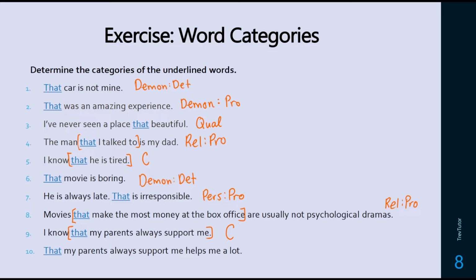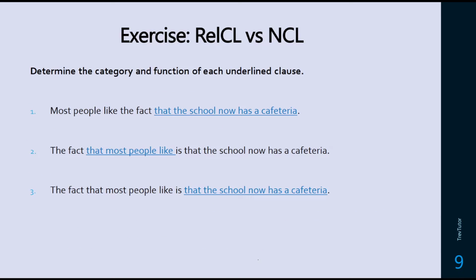And then that my parents always support me helps me a lot. So now this is just acting as a subject. So my parents always support me. That helps me a lot. So this is a complementizer introducing the rest of the sentence, and the whole thing is a noun clause subject. Hopefully that wasn't too bad.